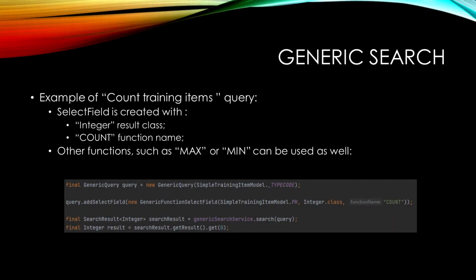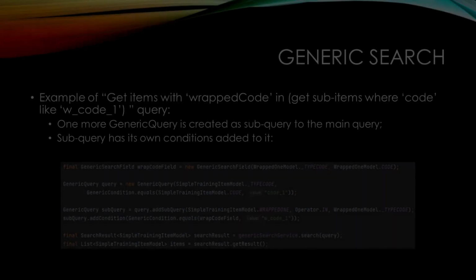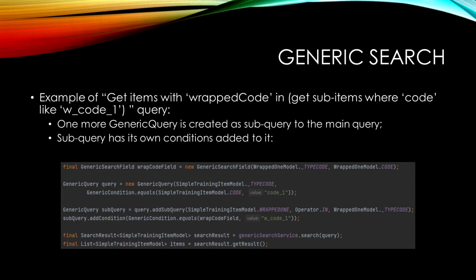To execute an SQL function like count, min, or max, you need the generic function select field containing the function name and the Java class return value. If you need to use a subquery, execute the add subquery method. Provide the attribute from the main query, the operator, and the type code for the subquery. That method will return a subquery object so you can pass your search conditions there.